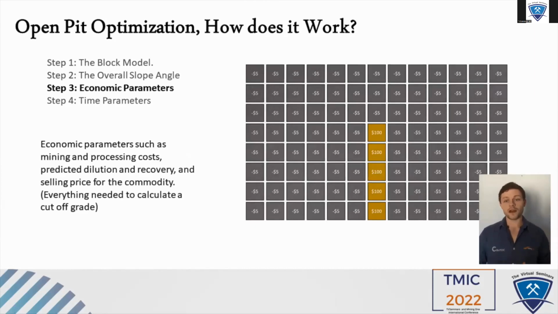Next is the economic parameters. So that includes things like mining and processing costs, selling price of the commodity, everything needed to work out a cut-off grade. And in the background, the software will assign a value to each block in the block model to establish its economic value.